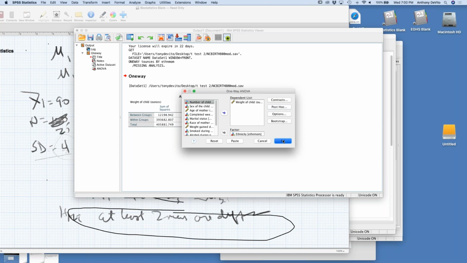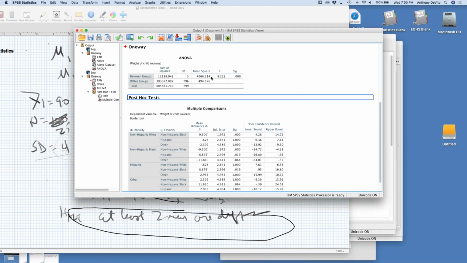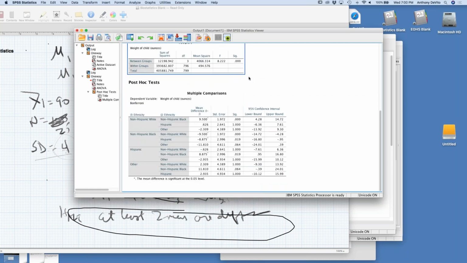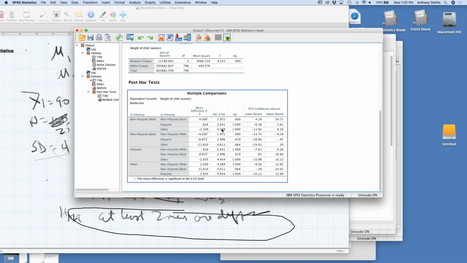So let's see. I'm going to click OK. And now we will get the F-scores run again. The F values run again, significance run again. But now look, we get another table which gives us multiple comparisons for each of the different groups. So you'll notice that it duplicates its efforts.